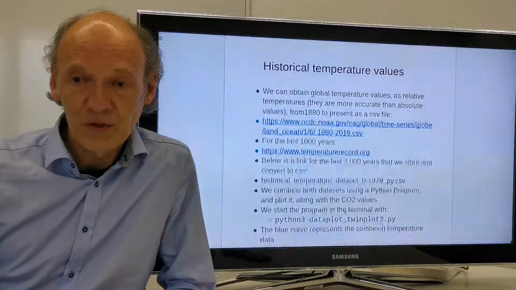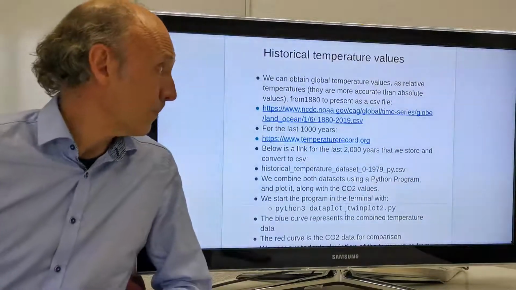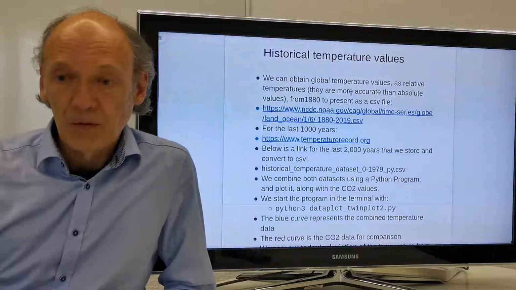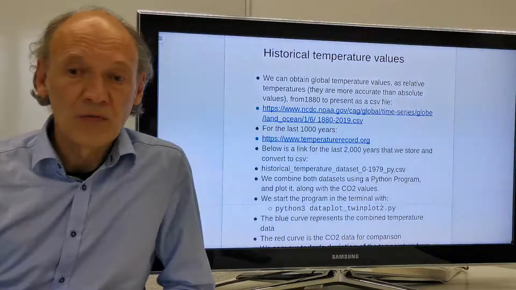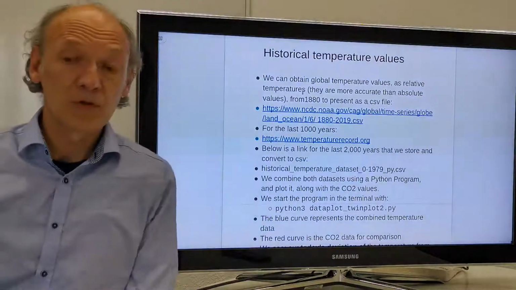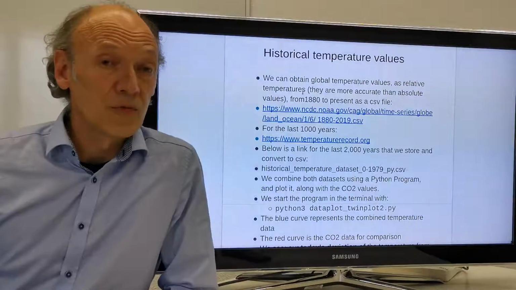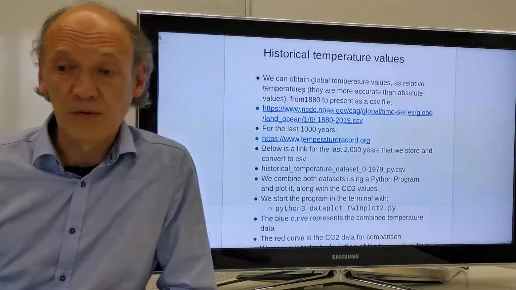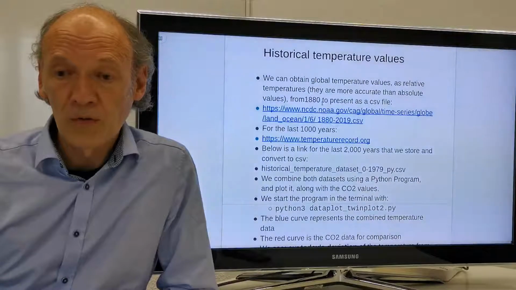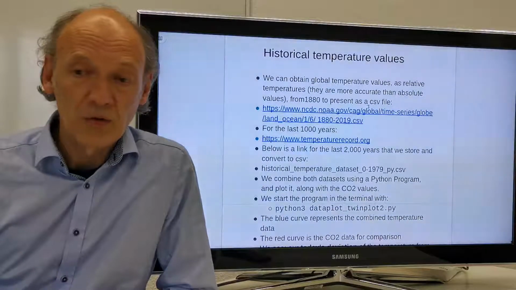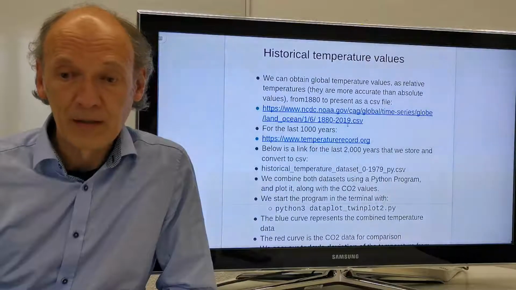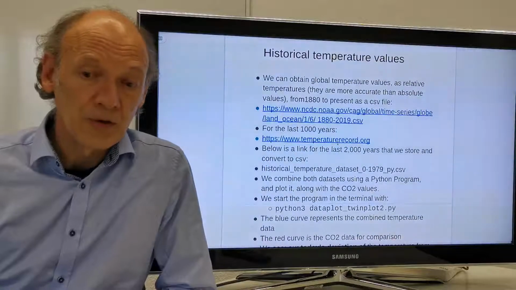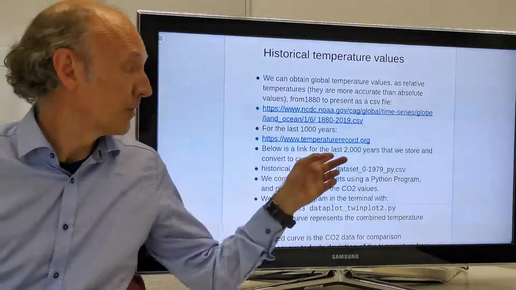So now we compare it with historical temperature values. And again, we can use open data to obtain those. They are usually given as relative temperatures because the absolute temperature for Earth is kind of hard to measure. But relative temperature is much more precise because then we just need to measure the difference to the previous years. So here's one plot from 1880 to the present as a comma-separated file in this link. Or for the last 1,000 years, we have this website here. And this website also contains a link to the past 2,000 years.